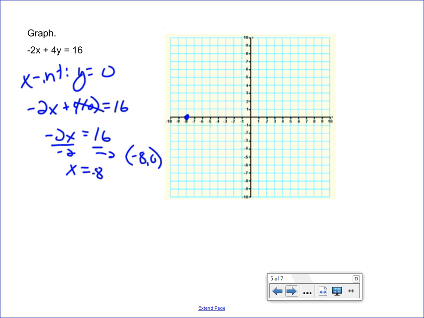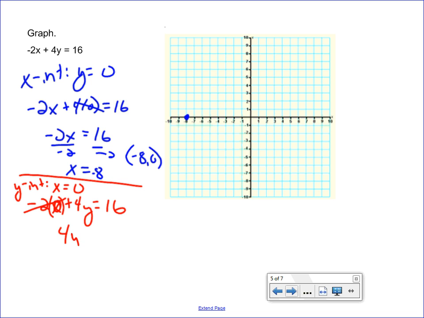For a y-intercept, I'd have negative 2x plus 4y equals 16. So for a y-intercept, you let x equal 0. So if x were equal to 0, now this would be gone. So I'd have 4y equals 16 and divide by the 4, and y would be equal to 4. So I'd have this point here, therefore your line would look like such.